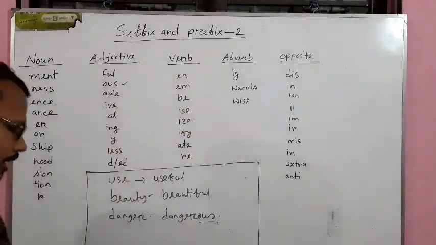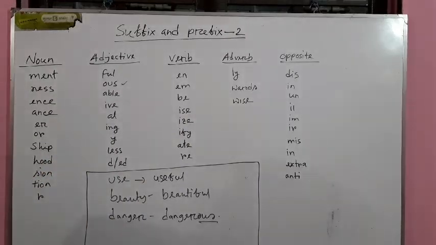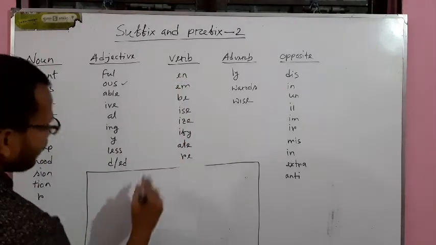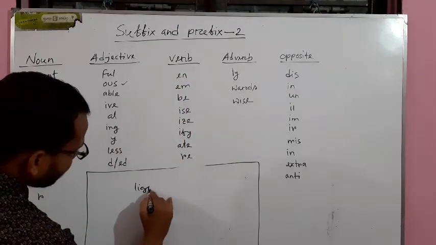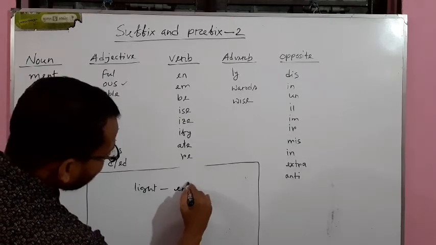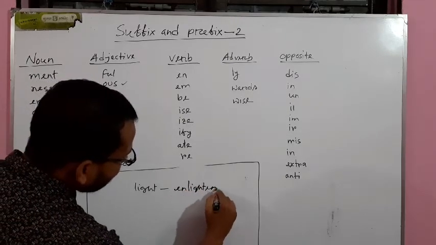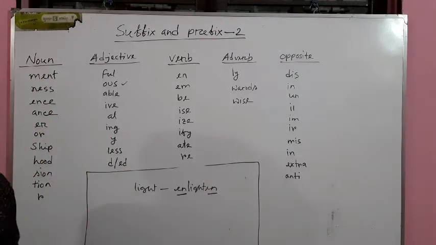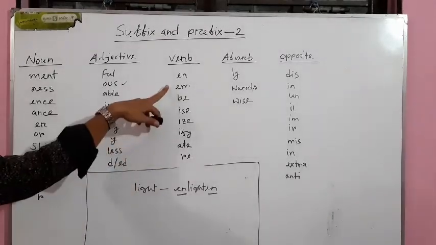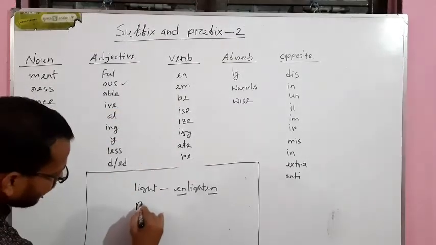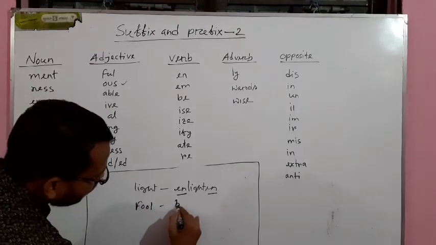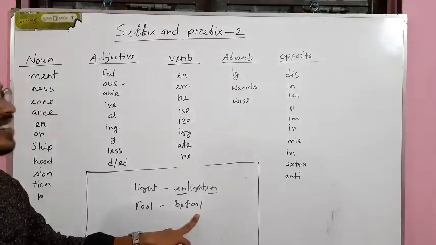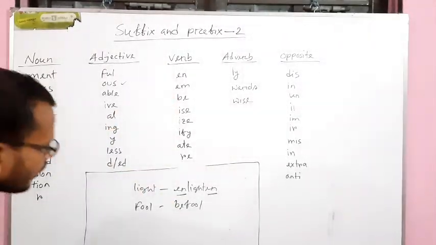Now come to verb. This part is very, very important. If you say light, from light to lighten. Sometimes you have to add both suffix and prefix for changing a word according to your necessity. For example, be. If I write full, full to be full. This one is a noun and this one is a verb.